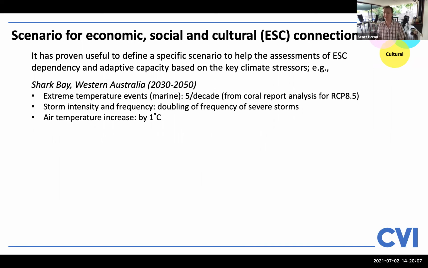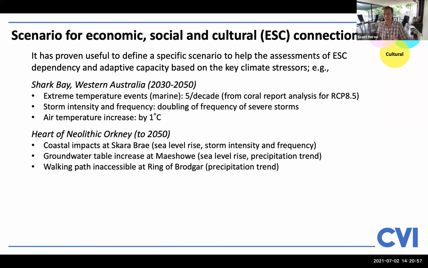To give you some examples here, for Shark Bay, Western Australia, you'll see down the left-hand side at the beginning of those lines, the 3 key climate stresses identified were extreme temperature events, storm intensity and frequency, and air temperature increase. And in that analysis, a decision was made to consider the frequency of extreme temperature events to be 5 per decade at the time frame of the assessment, so that's in the 2030 to 2050 period, a doubling of the frequency of severe storms, and an air temperature increase by 1 degree Celsius. So that helped the members of the workshop to consider what the economic, social, and cultural impacts and effects might be.